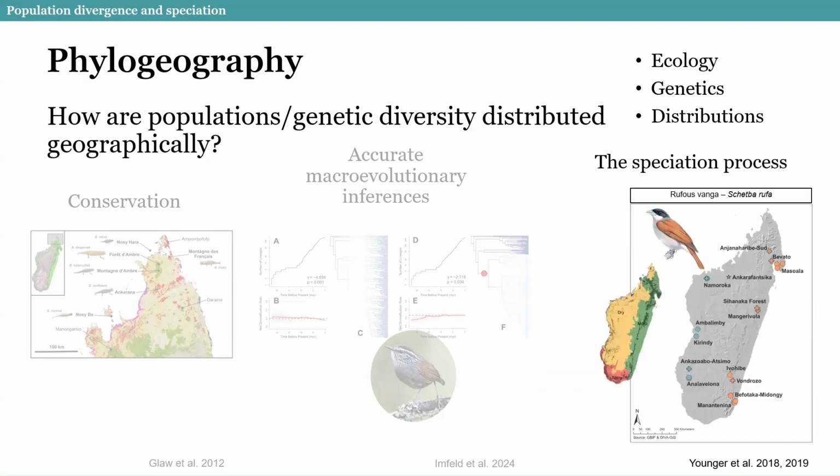And then on the other hand, we have species like the Sufis vanga, where there are, again, very divergent groups, but these occur in the dry forests and the great humid forests of Madagascar, which suggests more of that process of ecological speciation, where they're adapting to these different biomes.